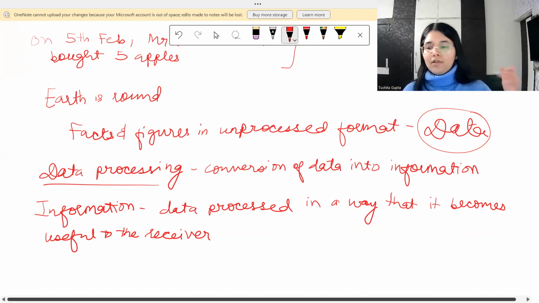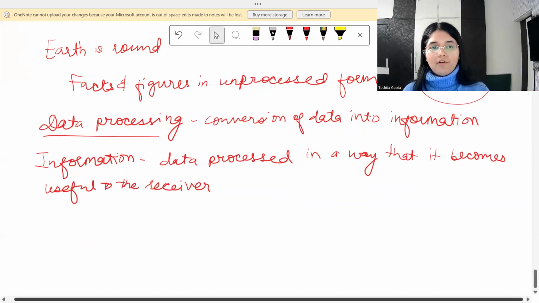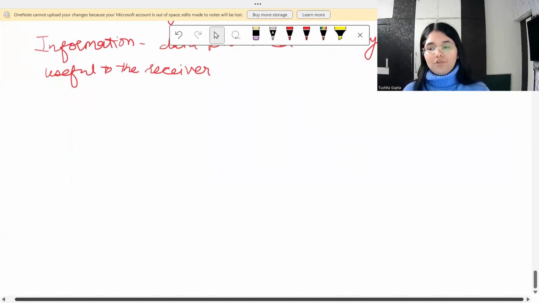I am the receiver. So this is how we have understood 3 technical terms. First is data. Data was nothing but facts or figures in an unprocessed format. Then data processing is the process of conversion of data into information. And once we get the information, information is data which has been processed in a manner that it becomes useful to the receiver. So this is all that we have learned so far.